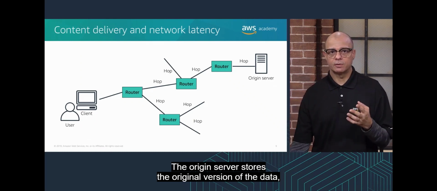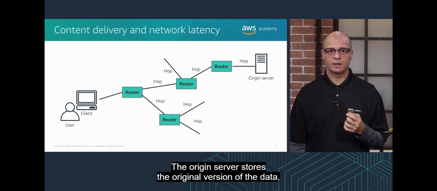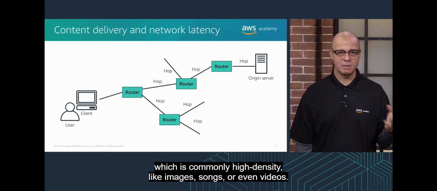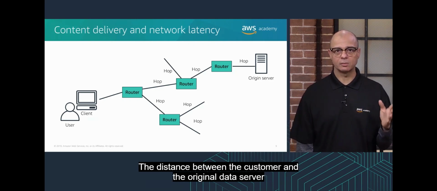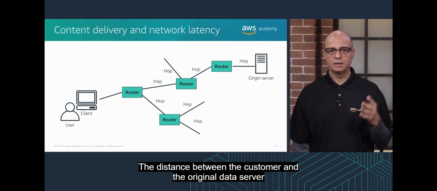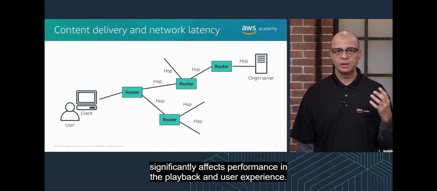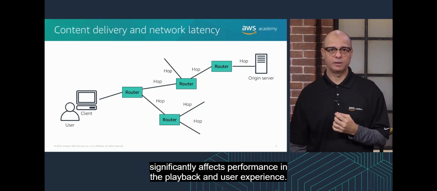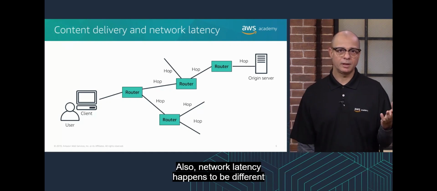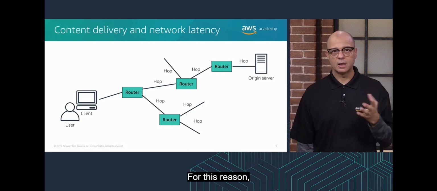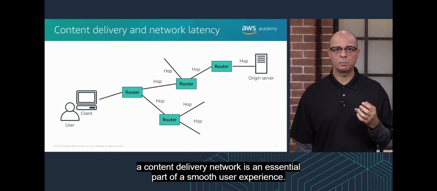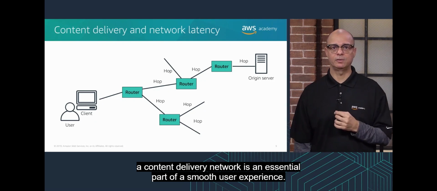The origin server stores the original version of the data, which is commonly high density, like images, songs, or even videos. The distance between the customer and the original data server significantly affects performance in the playback and user experience. Also, network latency happens to be different depending on the geographic location of your users. For this reason, a content delivery network is an essential part of a smooth user experience.